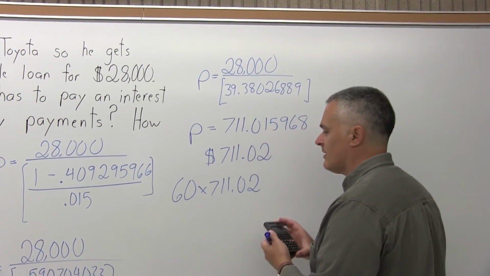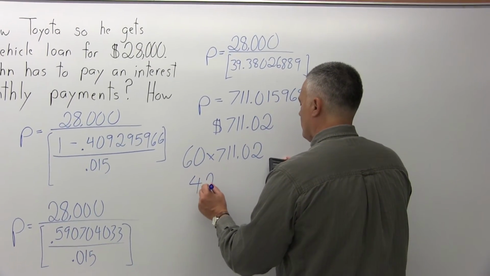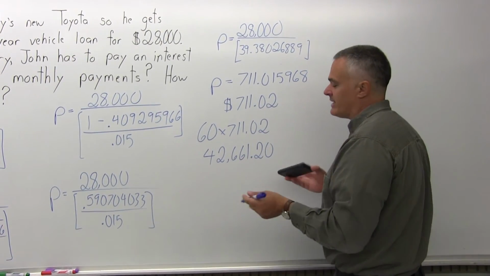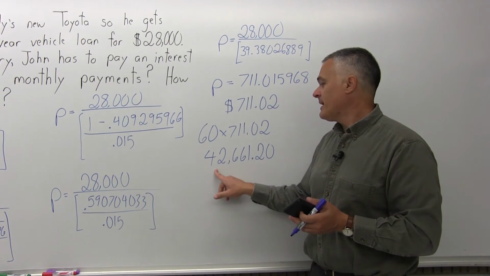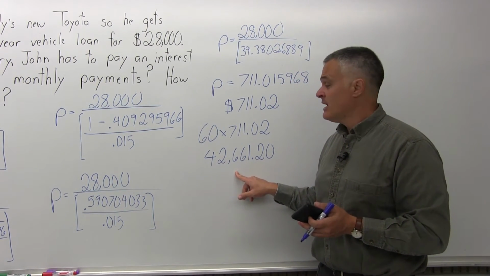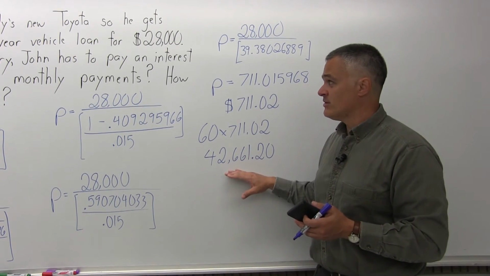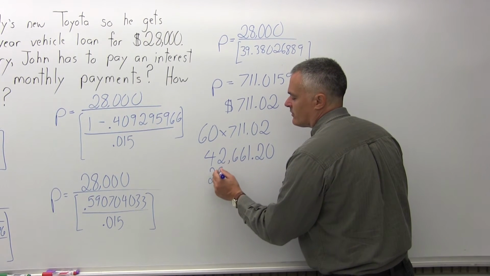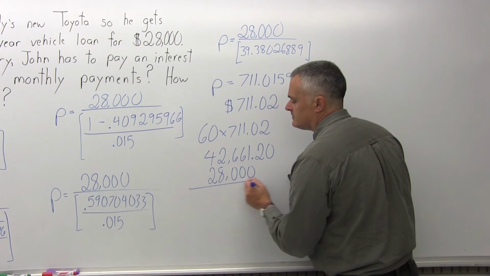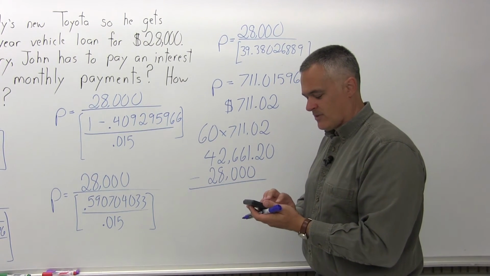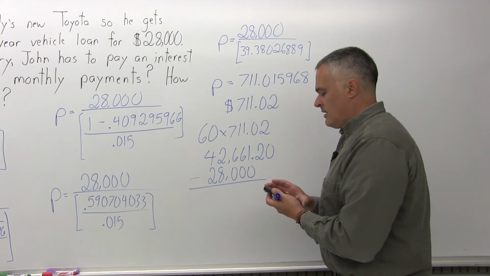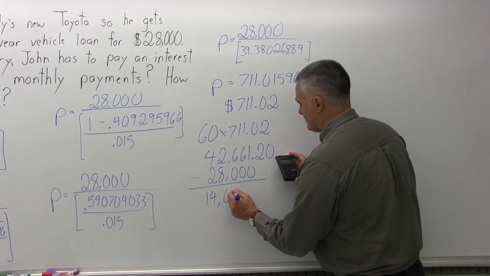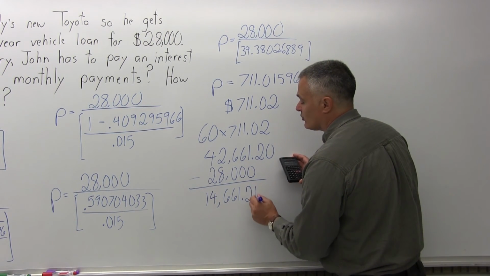The total paid back to the lender will be $42,661.20. The calculator says 0.2, so it's 20 cents. So the total paid back to the lender is over $42,000. Now again, $28,000 of that $42,000 something went to whoever sold the car. So I can subtract off the $28,000 that went for the purchase of the car, and I'll let the calculator do that for me. So the rest that went for interest is $14,661.20.